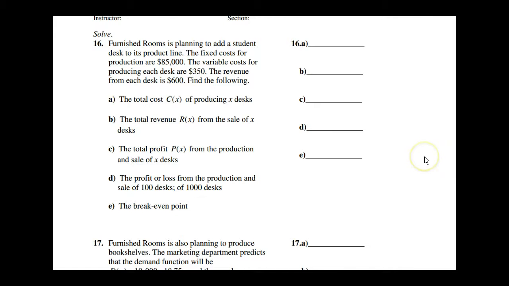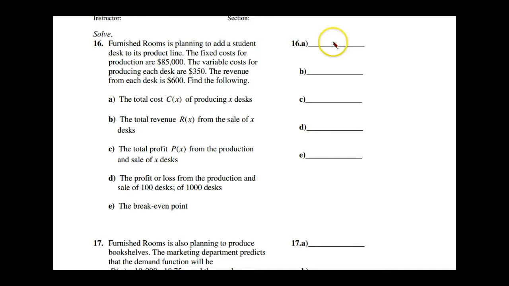Let's see what they're asking us. So, furnished room is planning. Well, I guess that's the name of a company. to add a student desk to its production line. The fixed cost for production is this, the variable cost for each desk is that, and the revenue from each desk is this. Find the following. Okay, well, we did one like this in the PowerPoint slide, so let's do this one together.